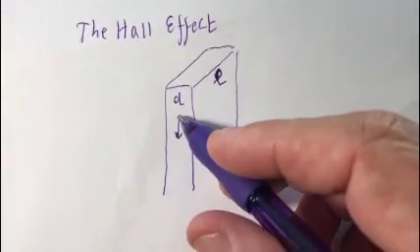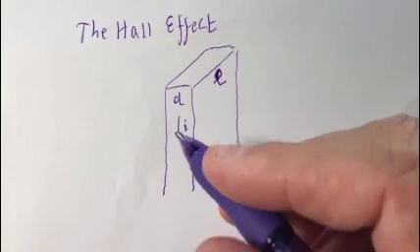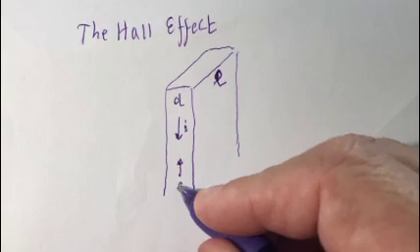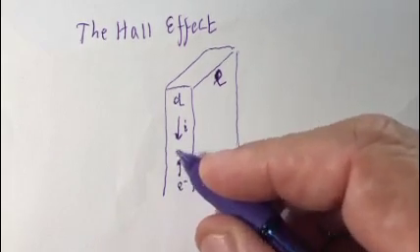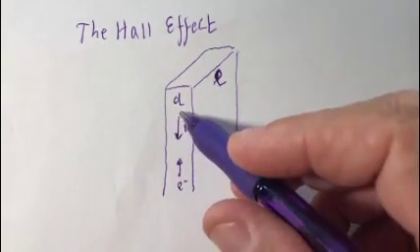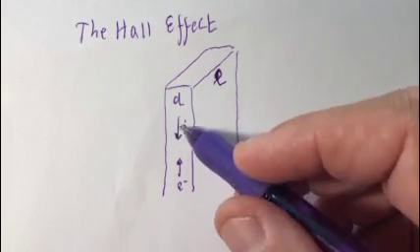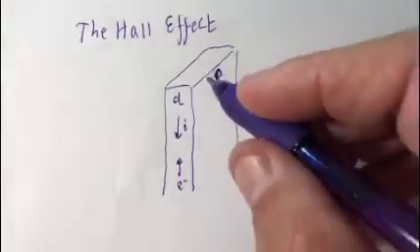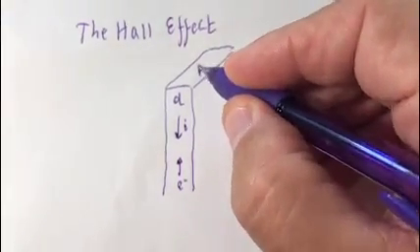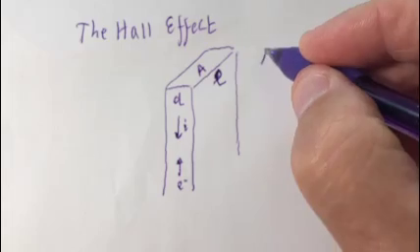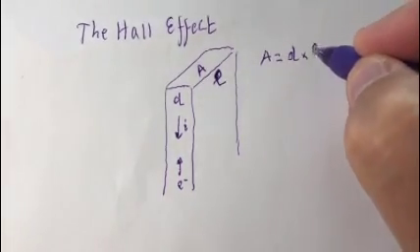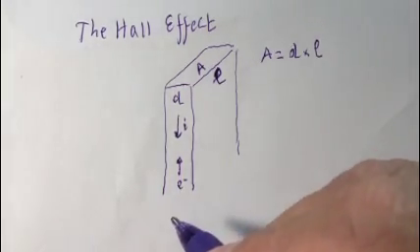Now, if the current is coming down this way, it means the electrons are going up like that. So electrons are moving up. The electron goes the opposite of the direction of the current. So the current is coming down. Now, let's take this area here, we call it A. So A is equal to D times L, okay?